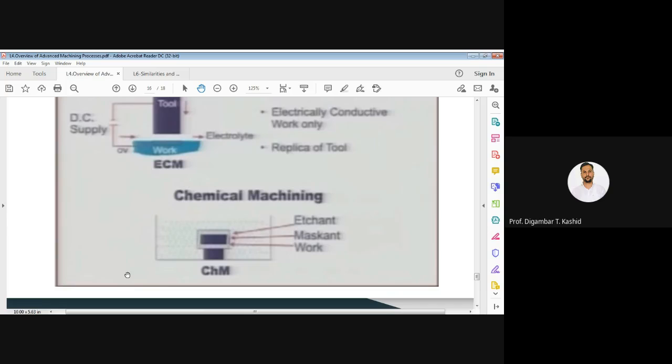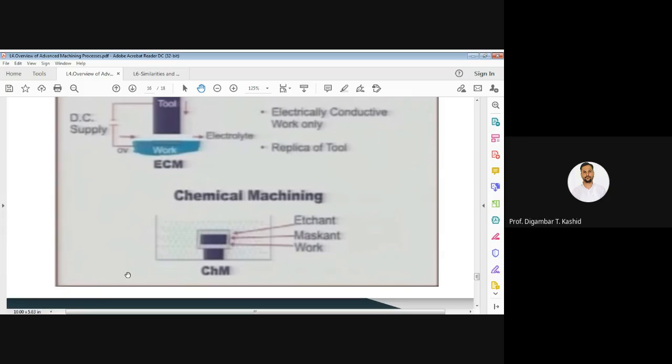Etchant just means a chemical, and after some period of time, by etching action or chemical dissolution, through the reaction of that etchant with your workpiece surface, the material will be removed. Okay, by chemical dissolution. So here the mechanism is that of chemical dissolution. Remember that.